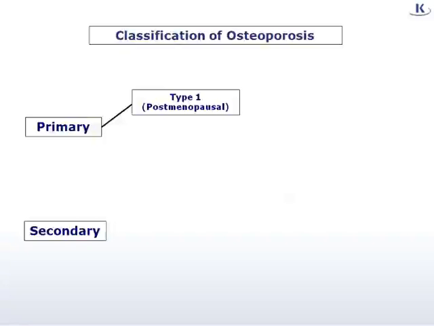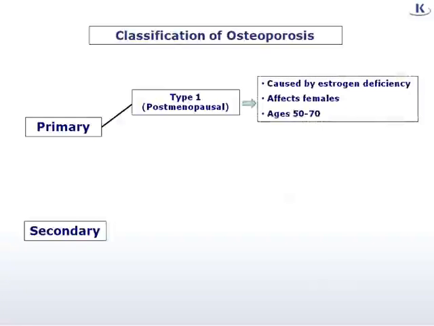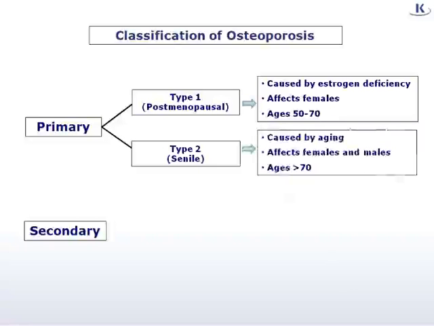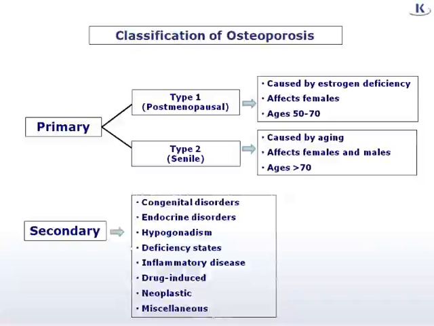In type 1, or postmenopausal osteoporosis, estrogen deficiency causes accelerated bone loss. It occurs most commonly in women between ages 50 and 70. Type 2, or senile osteoporosis, is due to aging. It occurs in both men and women over age 70. By contrast, secondary osteoporosis is caused by an underlying disease, a deficiency state, or medication side effect, and can occur at any age.